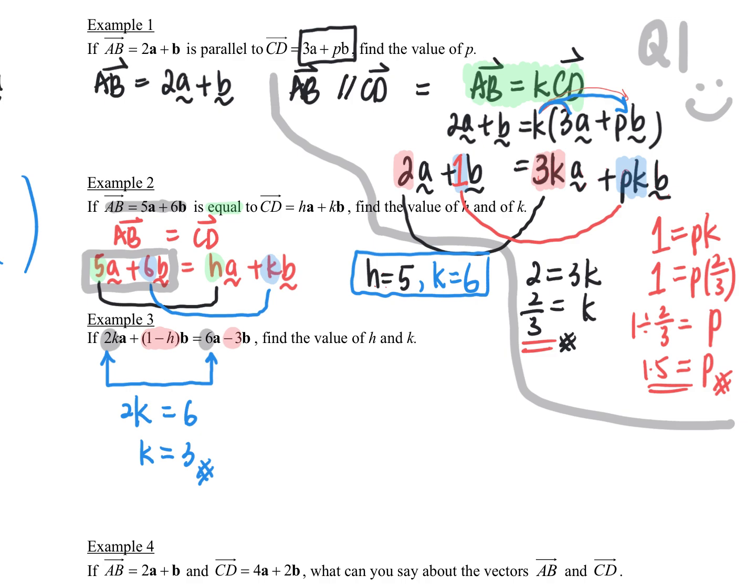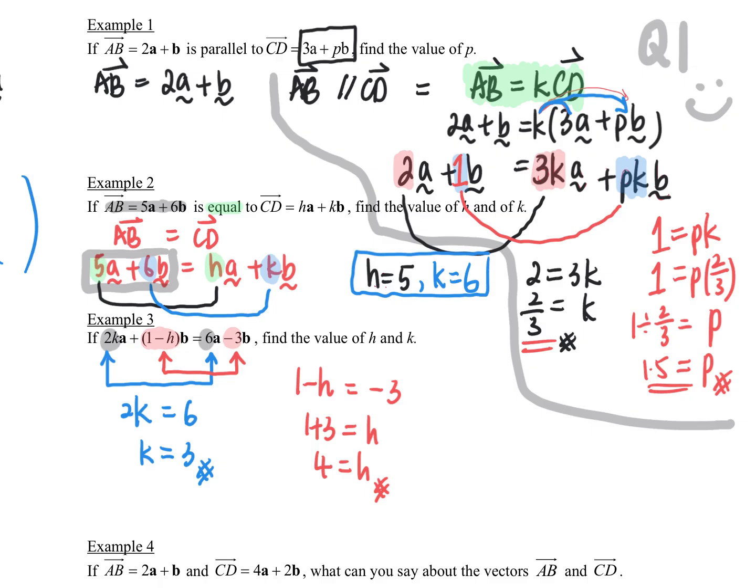Okay, then this one, you compare with this. So 1 minus H is -3. So if you try to solve for H, it is 1 plus 3, which is 4. So this one, they are equal, you can straight away compare.